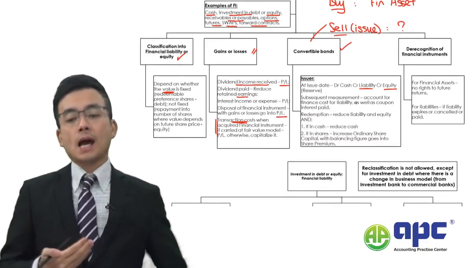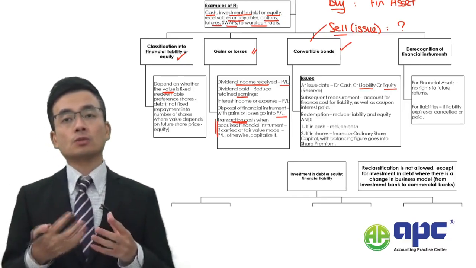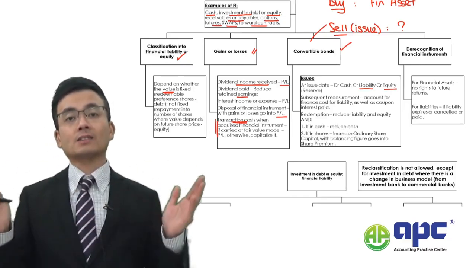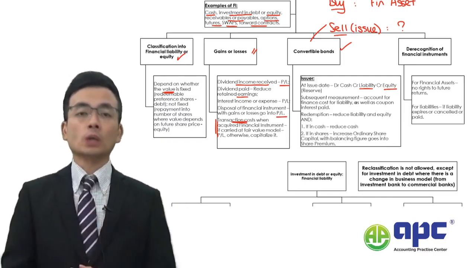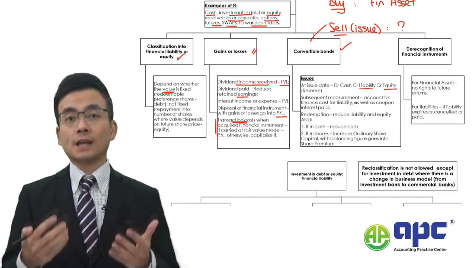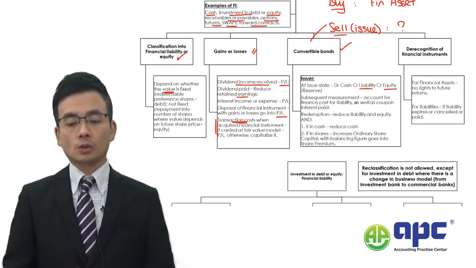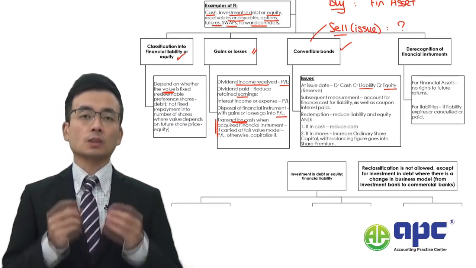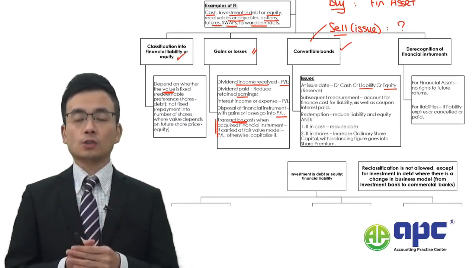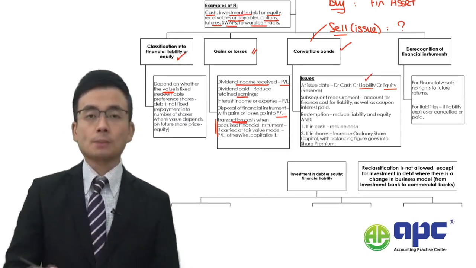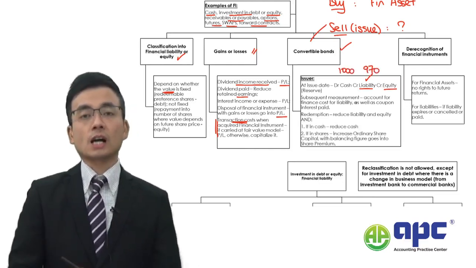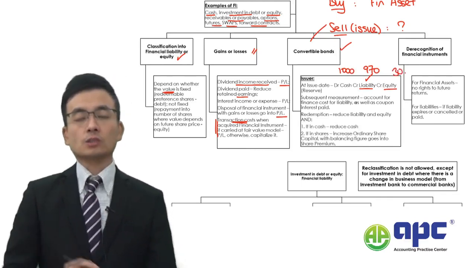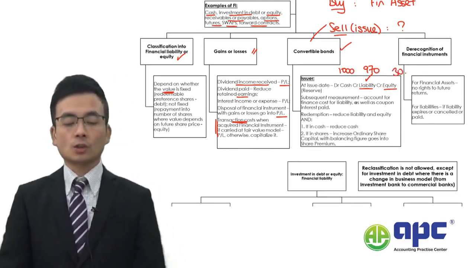So for example, if I were to issue the convertible bond for, let's say, 5 years, we need to pay the interest, and at the end of the 5th year we need to pay the redemption value of, let's say, $1,000 back to the buyer. In this case, we discount all those future cash flows into a liability, let's say 970. We receive $1,000 cash, and therefore the $30 we put as the reserve into the SFP.